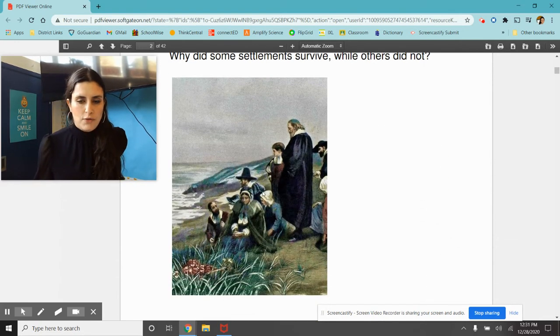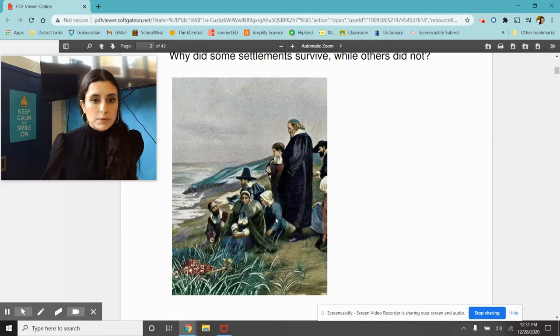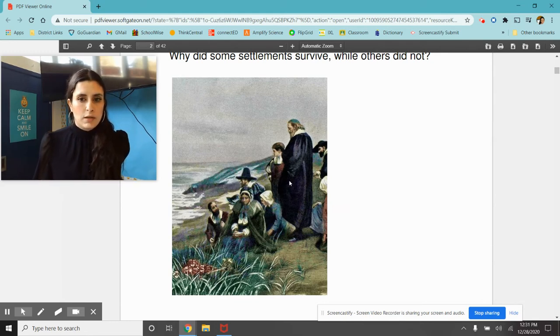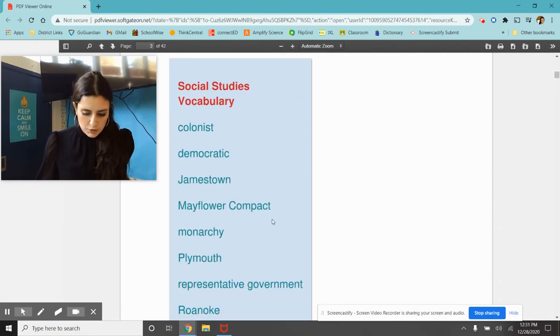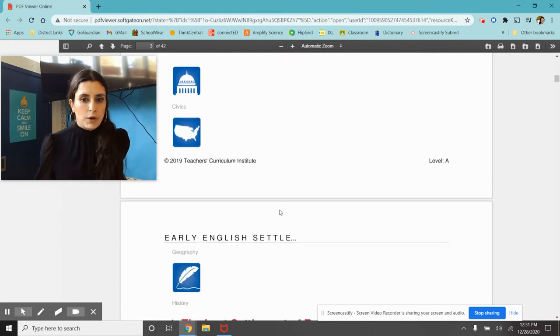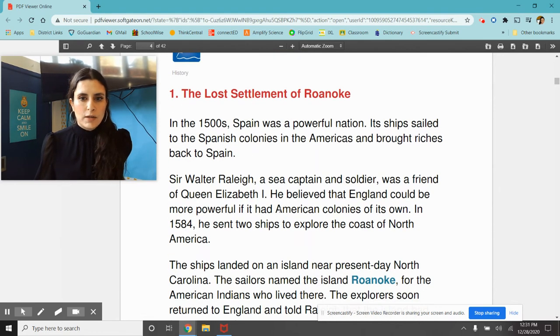Here's a great picture of the Pilgrims who arrived at Plymouth. All right, and here's all our vocabulary words. They're the same ones on our sheet. So just keep in mind the words that come up in our reading today about Roanoke. All right, the lost settlement of Roanoke.